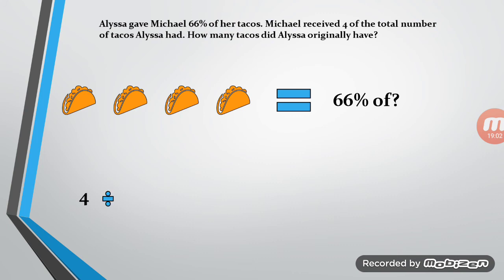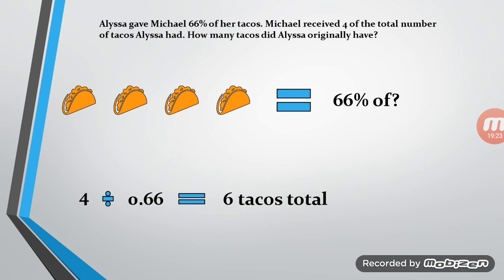Well, to figure that out, we're going to follow the similar method of the previous question, but instead of multiplying, we're going to divide. And like I said before, 66% is turned into 0.66 in decimal form. So we're going to divide 4 by 0.66, which gives us 6 tacos total.